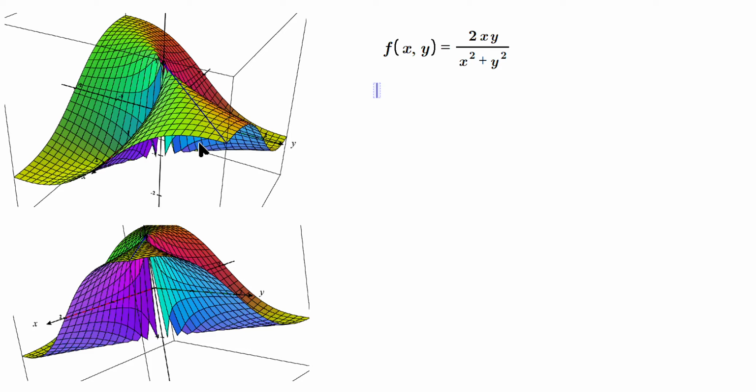Welcome, friends. Let's find some limits using this two-variable function, 2xy over x squared plus y squared. So first is do the following limit. Say y is equal to x. What does that even mean? In the picture, what it means is this.